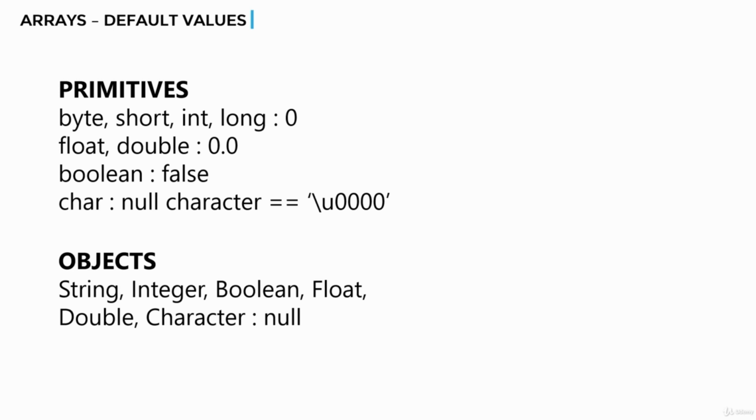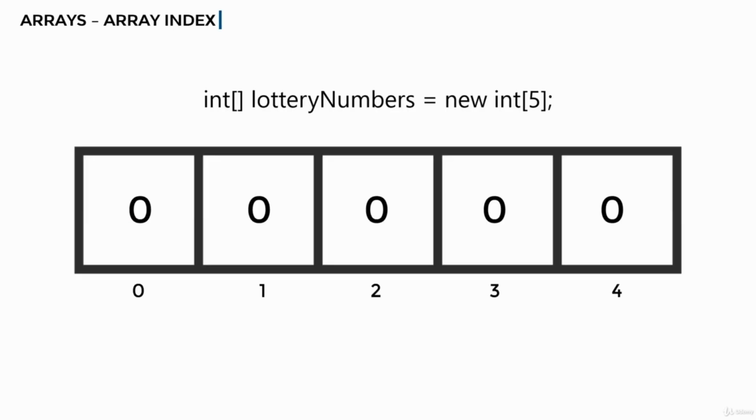And for object types, it is pretty easy. The default value of all object data types is null, which means empty object. Be careful, null for objects and the null character for char are not the same. Next is array indexing. So we have an array full of zeros. An index is used to select one element of an array. The indexing starts from 0, not 1. Like in the case of lottery numbers, 0 is the first index and the last is 4.